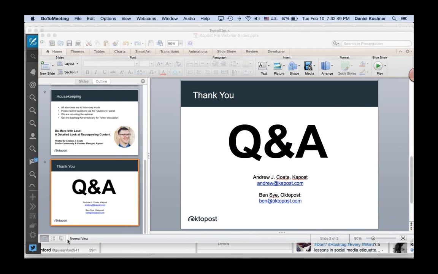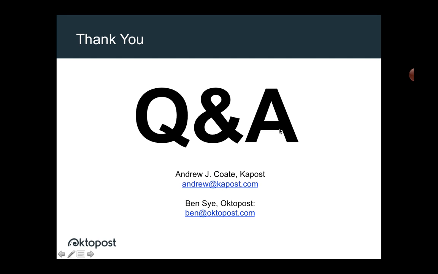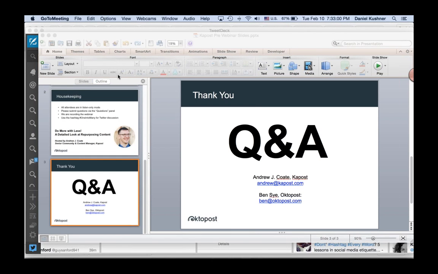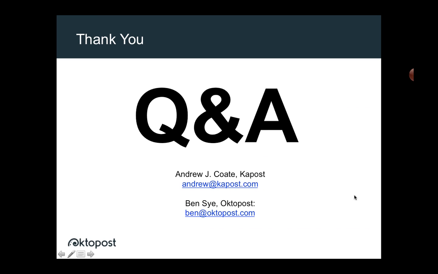When repurposing content, how do you make sure you don't run into SEO penalties or related problems? Doesn't Google's Panda update punish you when you use the same content multiple times? That's a great question, and I could go deep into technical stuff, but I'm not actually the right person to do that.